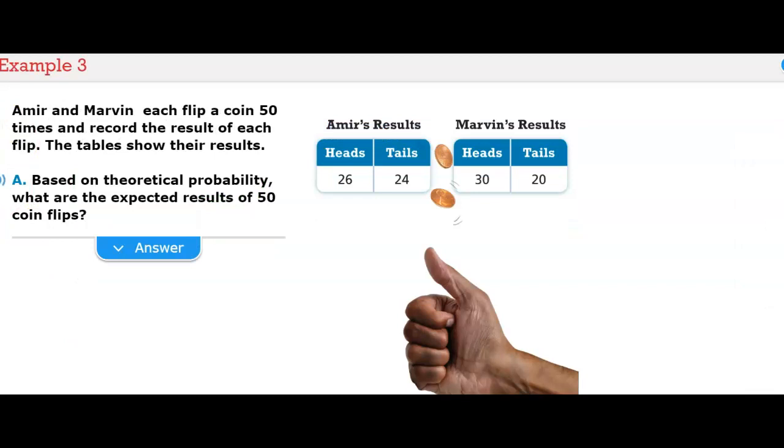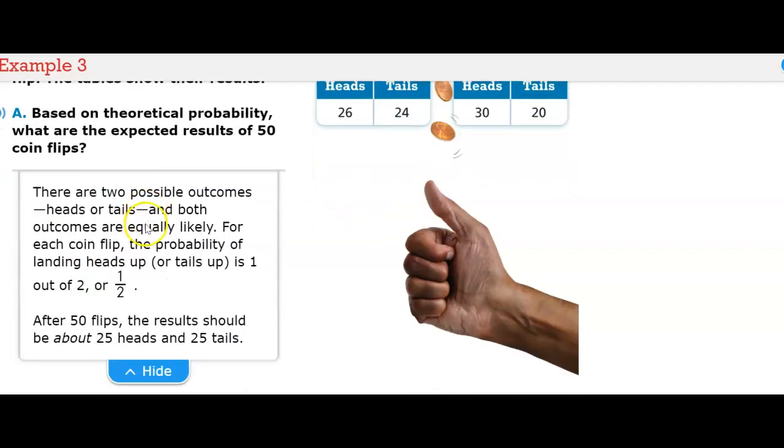Amir and Marvin each flip a coin 50 times and record the result of each flip. The tables show their results. Part A. Based on theoretical probability, what are the expected results of 50 coin flips? We have Amir's results and Marvin's results. Based on theoretical probability, there are 2 possible outcomes, heads or tails. So half the time you should be getting heads, half the time tails. So the probability would be half, or 50%. So after 50 flips, the result should be about 25 heads and 25 tails.